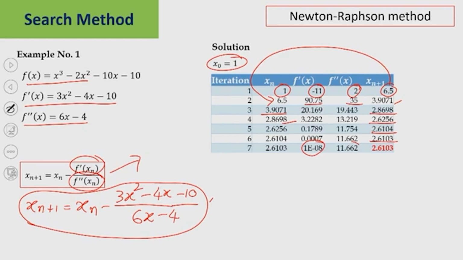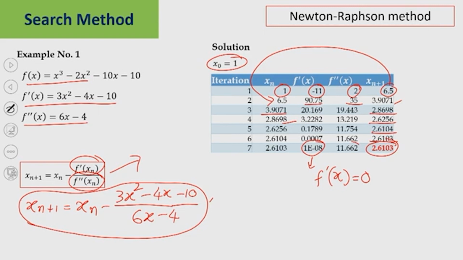At the optimal solution the first derivative should be equal to 0. In this case it will never be exactly 0, but it will be near 0. Suppose we stop our iteration at the 7th iteration. The 7th iteration I am getting is 2.6103, and the derivative value at that point is 10 to the power minus 8. So, that means it is near 0, and at the optimal point the derivative should be equal to 0. So, I am getting the solution.